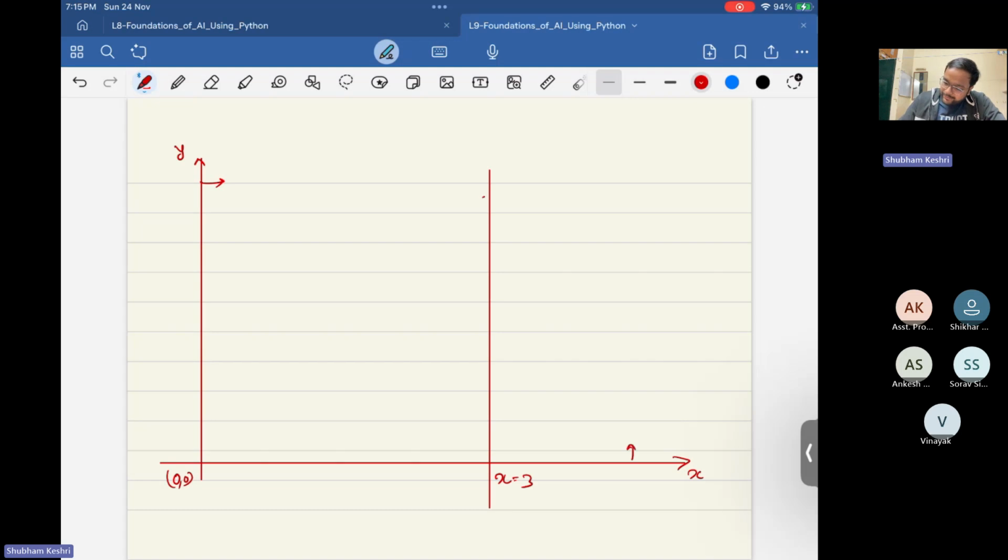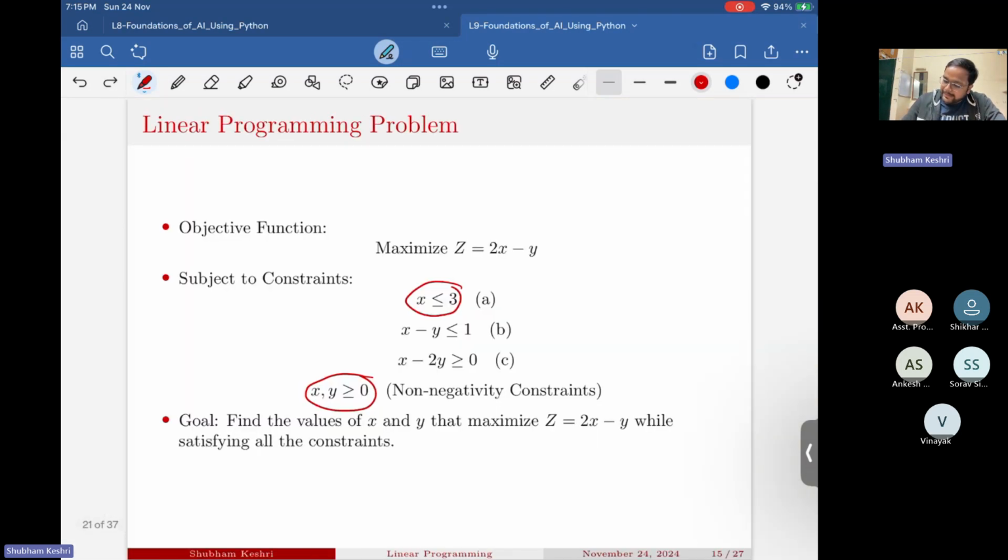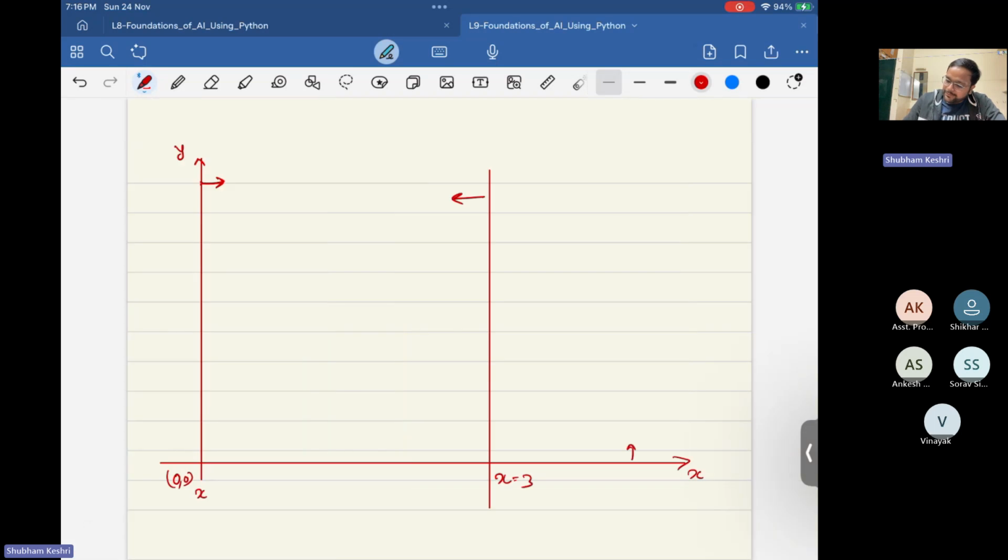How do we know? When I say x is greater than equals to 0, this is the x-axis, and this is the region where x is greater than equals to 0. Therefore, I am drawing this arrow. This side is feasible according to that constraint. When I say y is greater than equals to 0, I'm drawing this arrow, which means the upper side. And when I say x is less than equals to 3, this will be the arrow.